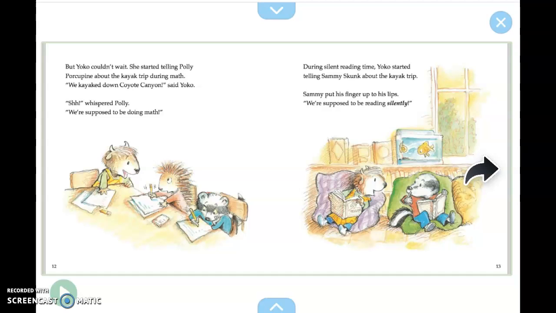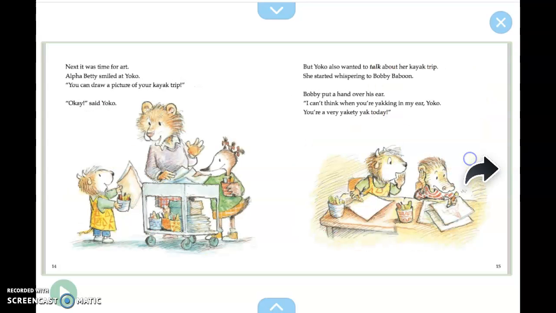But Yoko couldn't wait. She started telling Polly Porcupine about the kayak trip during math. We kayaked down Coyote Canyon, said Yoko. Shh, said Polly. We're doing math. During silent reading time, Yoko started telling Sammy Skunk about the trip. Sammy put his fingers to his lips. We're supposed to be reading silently.